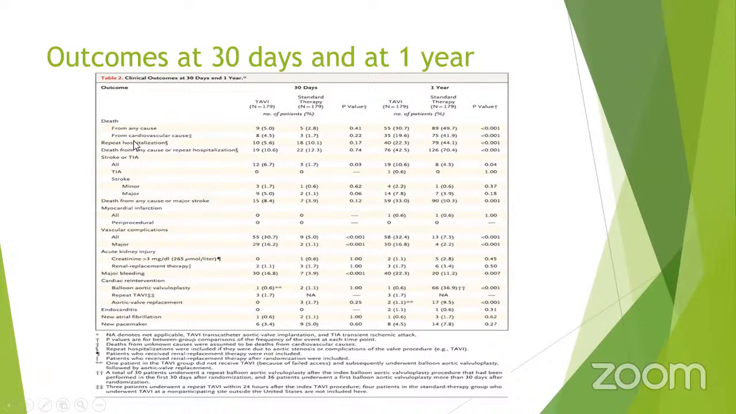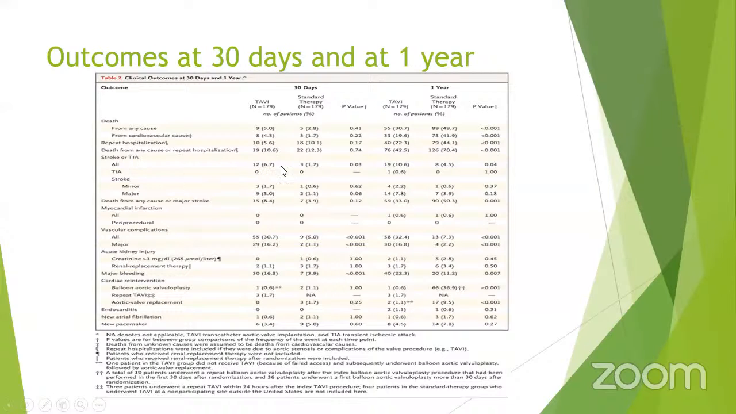The death rate from cardiovascular causes was not significant in the first 30 days. It was 4.5% in the TAVI group versus 1.7% in the standard therapy group, versus 19.6% at 1 year in the TAVI group versus 41.9% in the standard therapy group, with a p-value of less than 0.001.